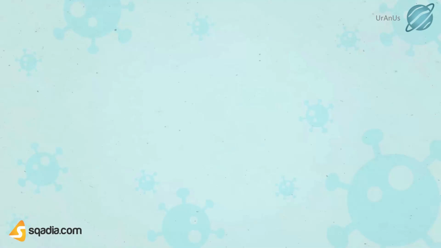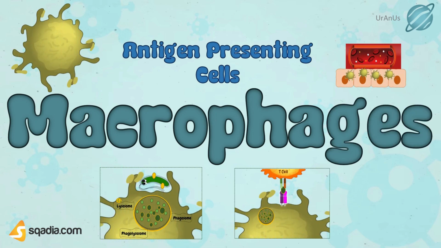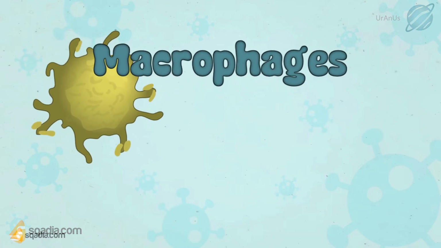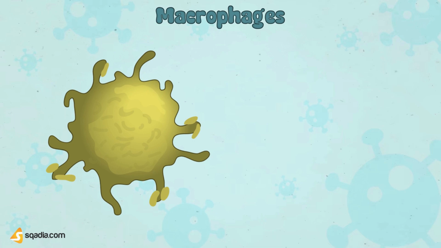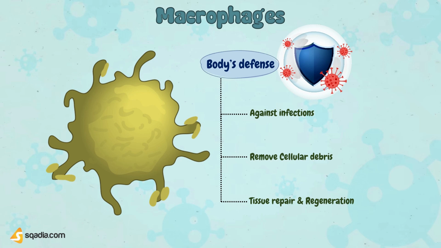The next important cell type under the category of antigen-presenting cells are macrophages. Just like dendritic cells, macrophages are also an important part of the immune system, which plays a critical role in the body's defense against infections, removing cellular debris, and contributing to tissue repair and regeneration.